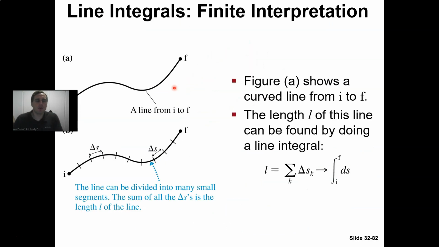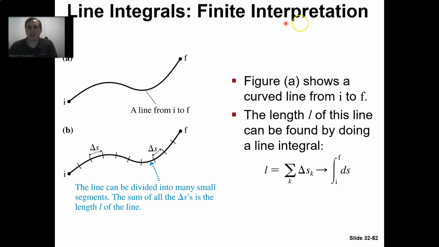Now, let me also say a few more words about line integrals. I'm going to assume that not everyone watching this video is extremely familiar with line integrals. So here's the finite interpretation of a line integral. Suppose you have a curved line from initial to final, from subscript i to subscript f. You could imagine dividing that line into many small segments and call each segment delta S. And the sum of all those little tiny delta S's, those little arc lengths, gives the total curved length L of the line. So figure A shows a curved line, and the length can be found by adding up all the delta S's. K here is an index, and if it becomes infinitesimally small delta S's, those delta S's become ds using calculus, and you integrate from some initial to some final point.